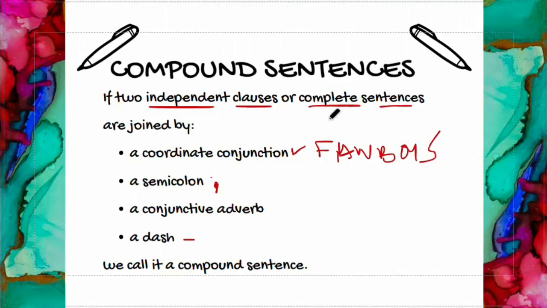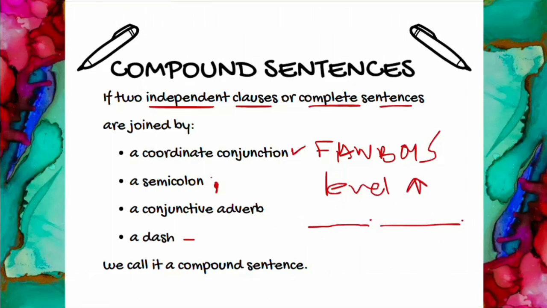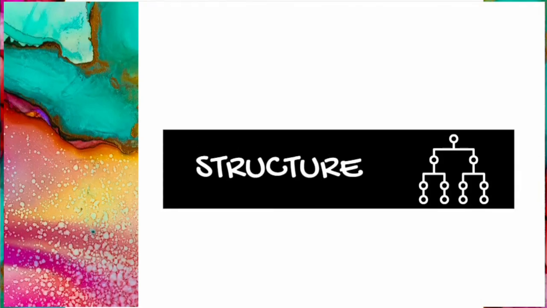Why do we make compound sentences? First of all, to level up our writing. Secondly, to avoid repetition or to show the connection between two ideas, it's better to make a single sentence rather than using two short sentences. They also help our reader to understand our ideas better. So let's see the different structures of compound sentences.